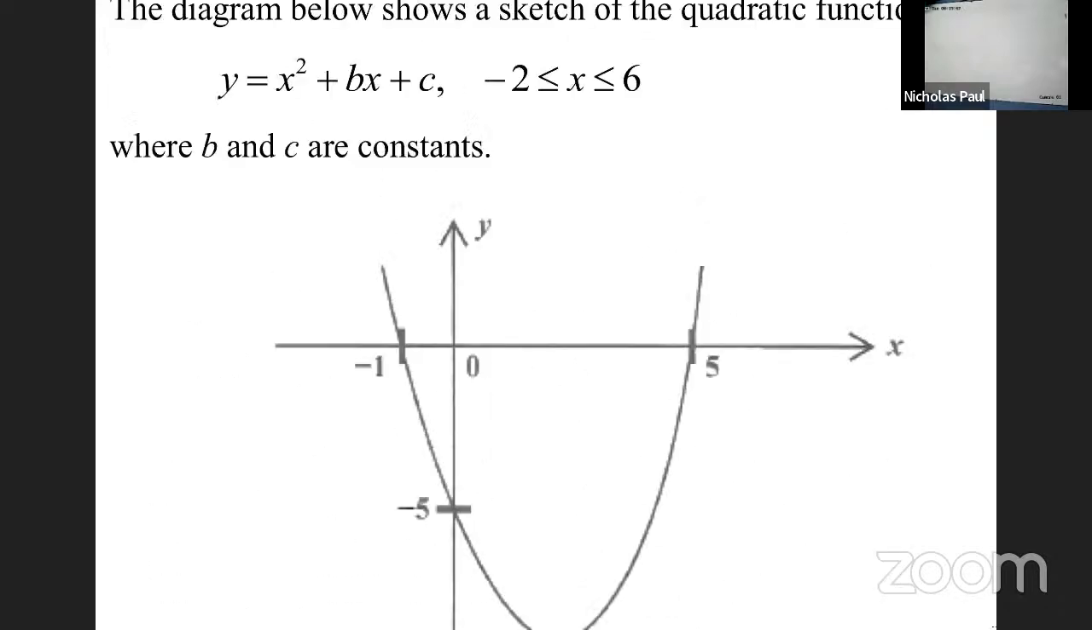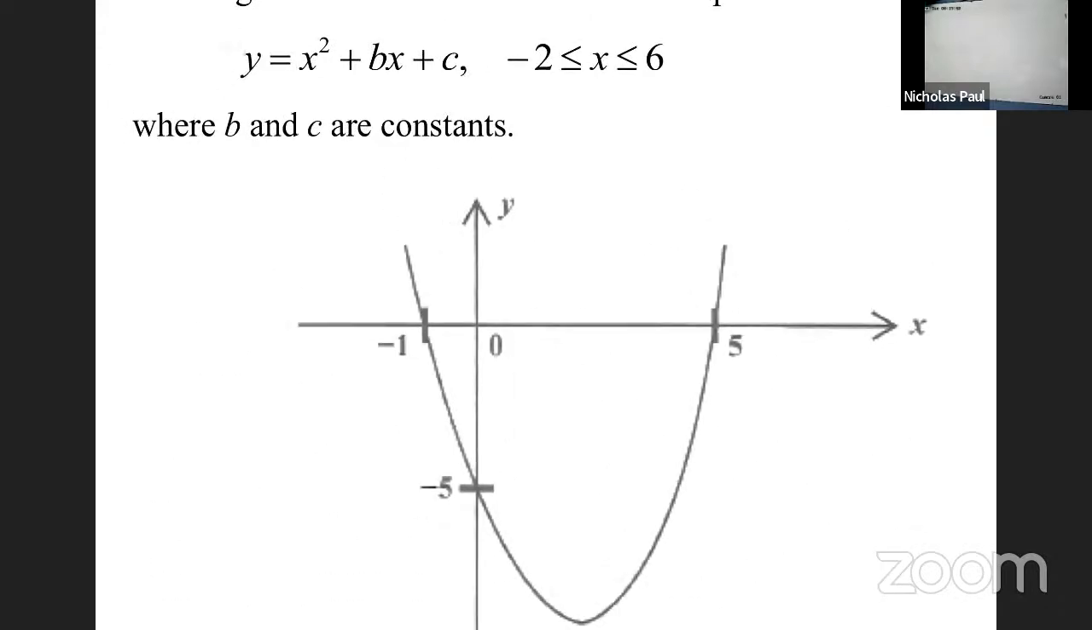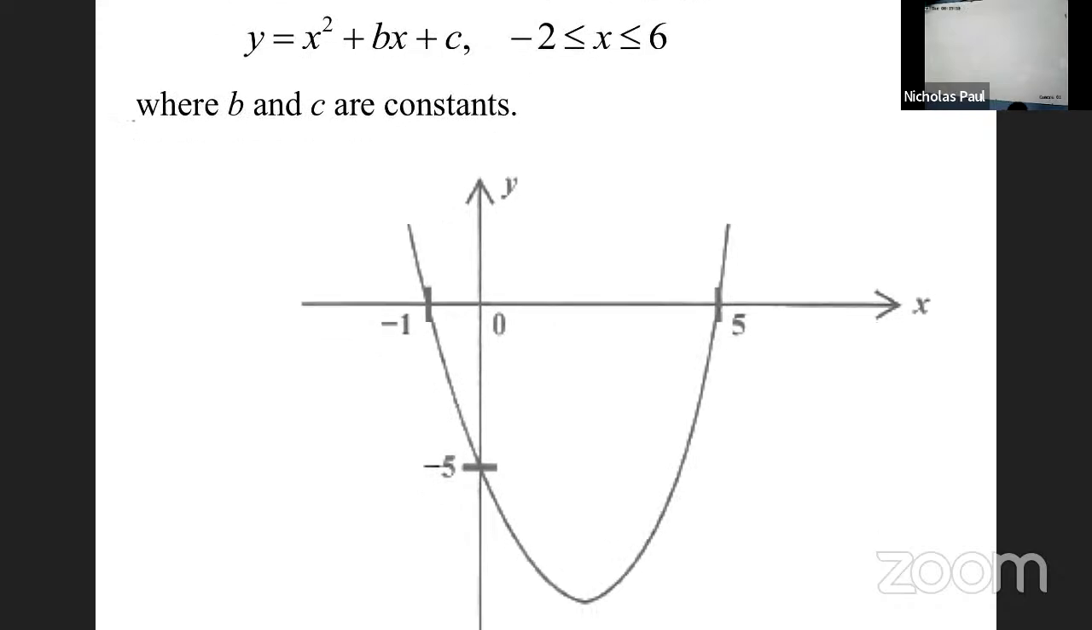Show that B is -4. I can't really help you out there. What are you going to do? Show that B is -4. All we know is C is -5. They want you to figure out B. Work it out. If you get it, call me. But you only have 2 minutes.